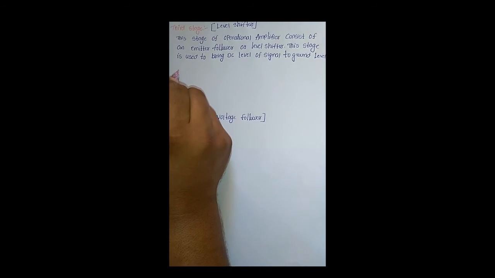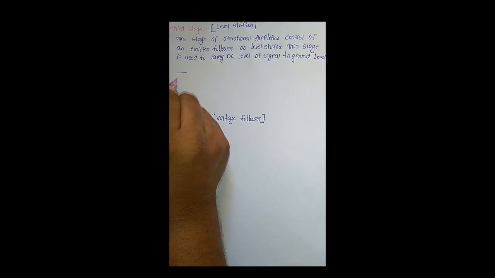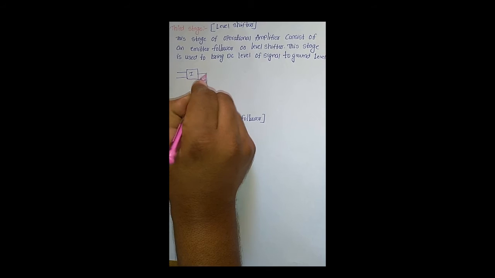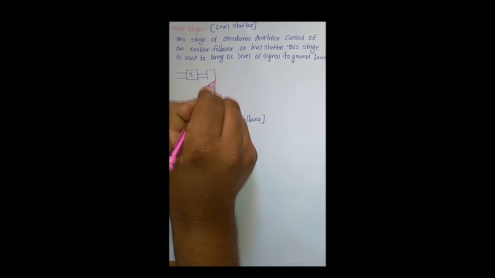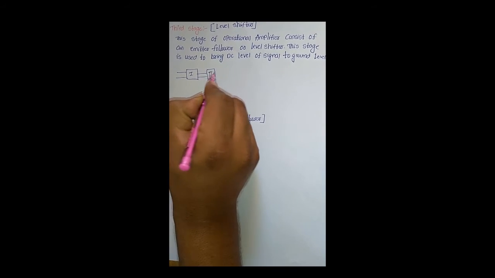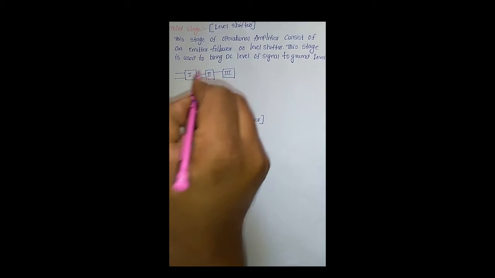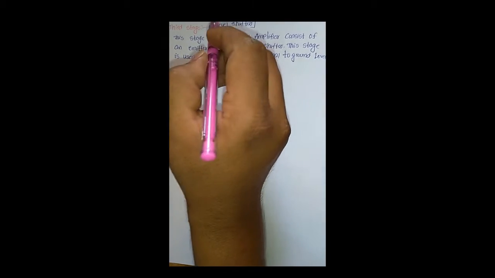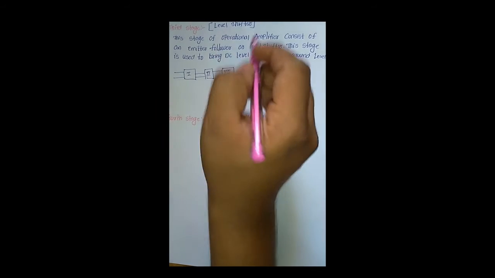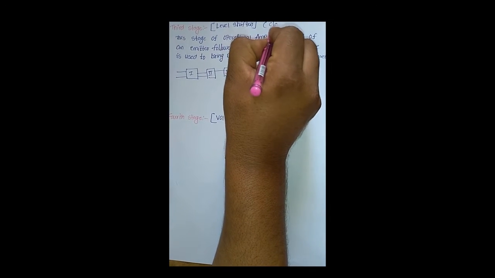In this block diagram of the operational amplifier, this is the first stage, and its output is given to the second stage, and the second stage output is given to the third stage. So here the third stage is the level shifter. We consider this level shifter as a clamper circuit.